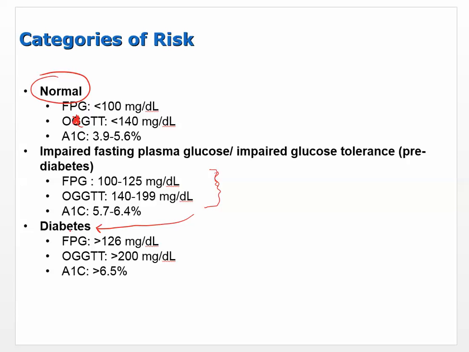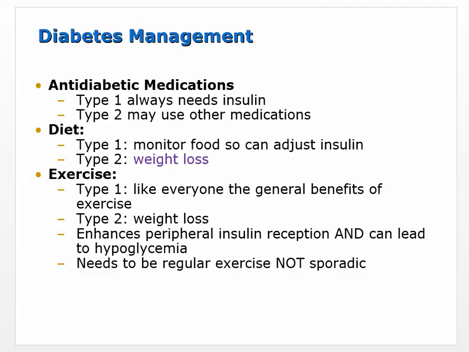So diabetes itself would be a fasting glucose of greater than 126 and an oral glucose tolerance test level of greater than 200. So this is when you would make that diagnosis of diabetes. So diabetes management, type 1, you're always going to need insulin. Okay, so it's insulin dependent. Type 2, you can use other medications.